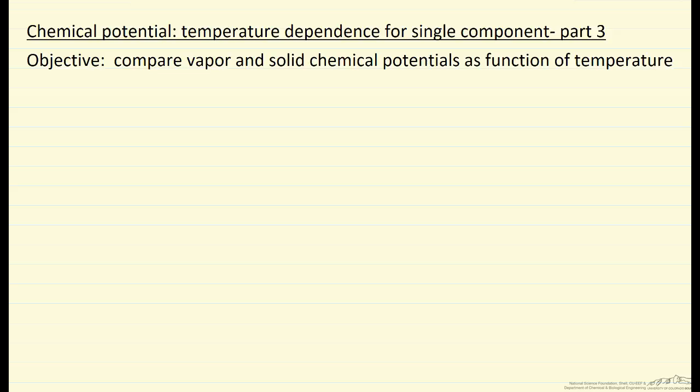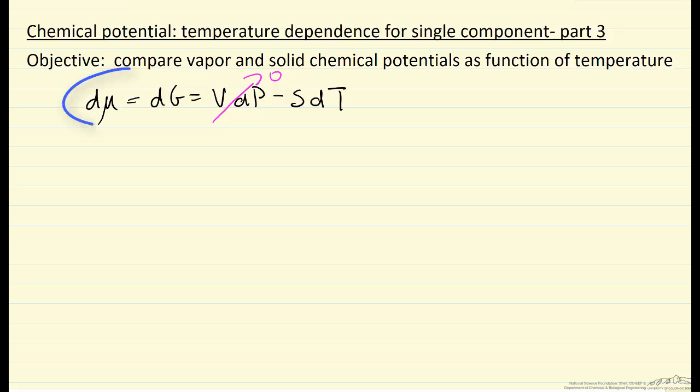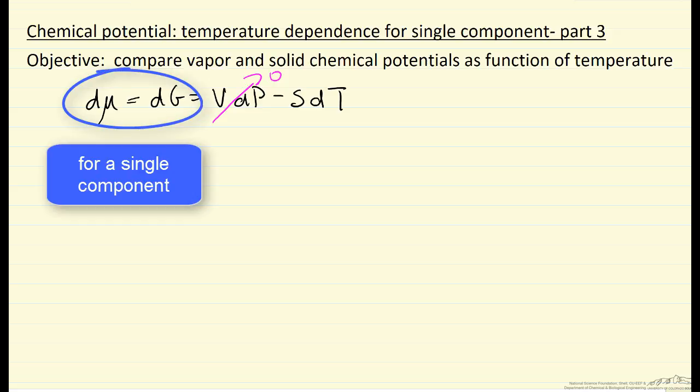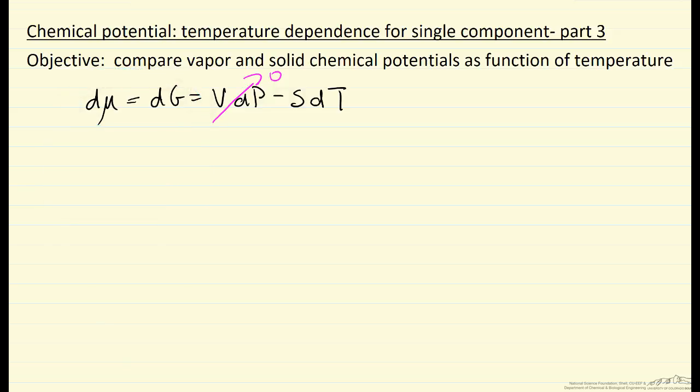So the important equation is that the differential change in the Gibbs free energy is related to temperature and pressure. We're interested in the effect of temperature, so we're going to look at the case where pressure is constant, so this term is 0. For a single component, this is important, the Gibbs free energy is the same as the chemical potential. And so we can see that as we raise the temperature, since entropy is a positive term, the chemical potential decreases.